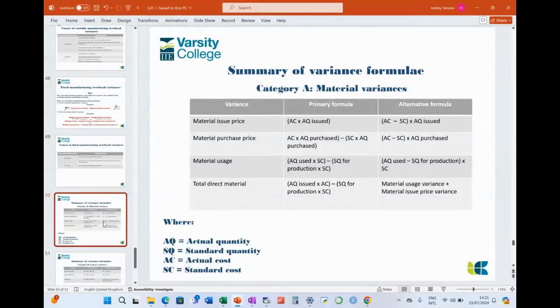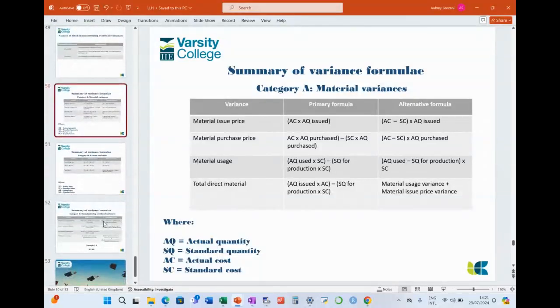So here you see all that content was just to go through explaining them, or getting more of a perception of what we are talking about. But the formulas are all here. So there you have your material issue price. And there again you can see, why did I put this back in there? You can see issue price. Can you see here we're talking about actual cost minus the standard cost.